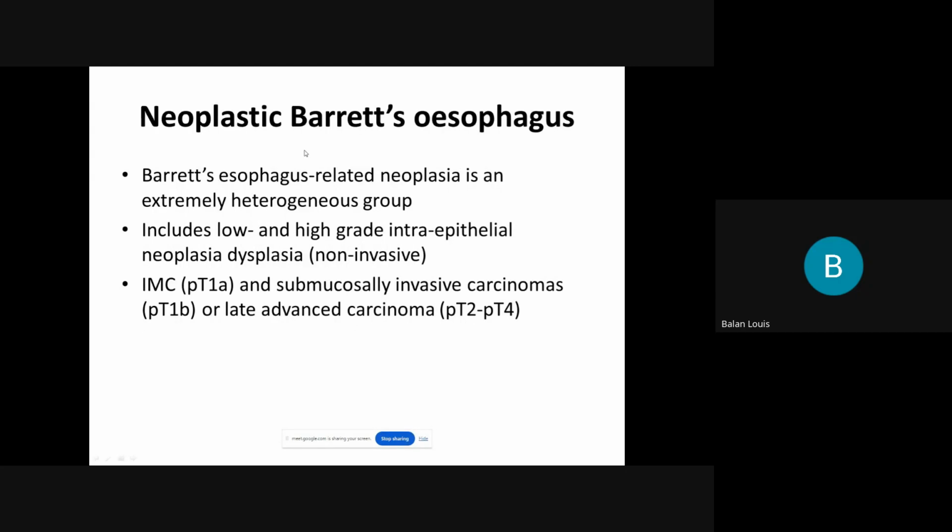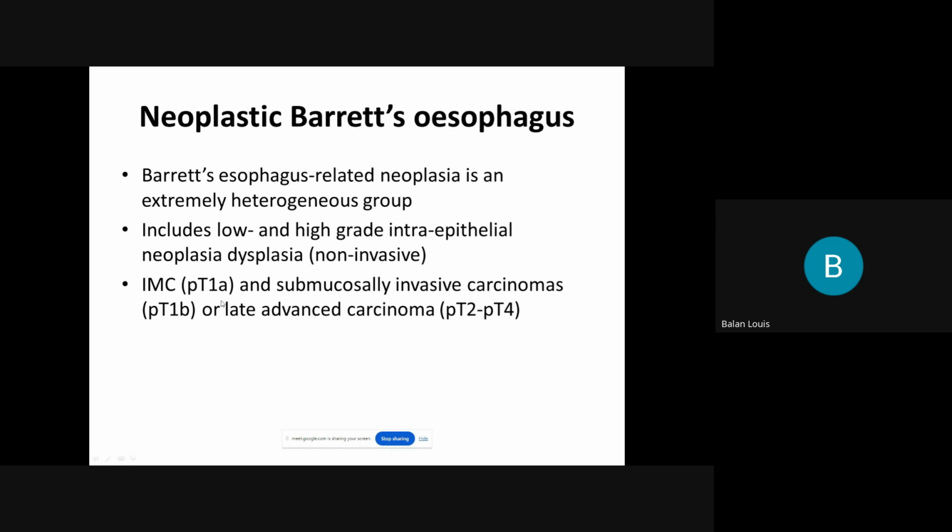So till now we were talking about non-neoplastic or metaplastic Barrett's esophagus. Now, what is a neoplastic Barrett's esophagus? Neoplastic Barrett's esophagus is nothing but the metaplasia has progressed to either a low grade or a high grade intraepithelial neoplasia, which we call dysplasia. Since it is confined to the epithelium, it has not crossed the basement membrane. It is non-invasive. So these conditions are called non-invasive conditions.